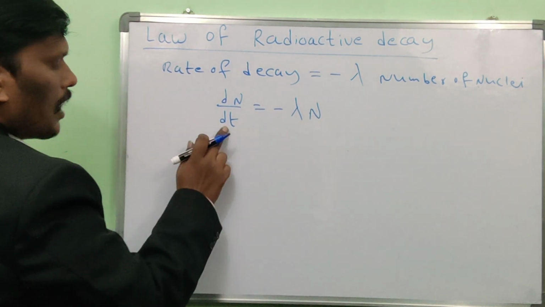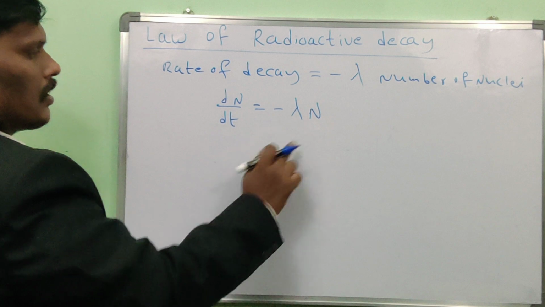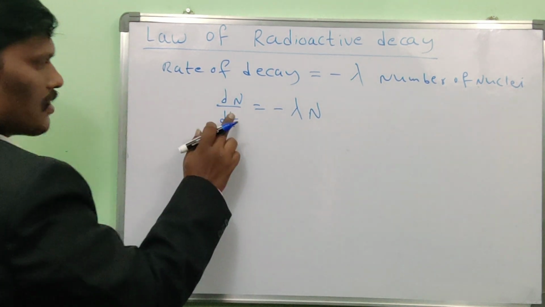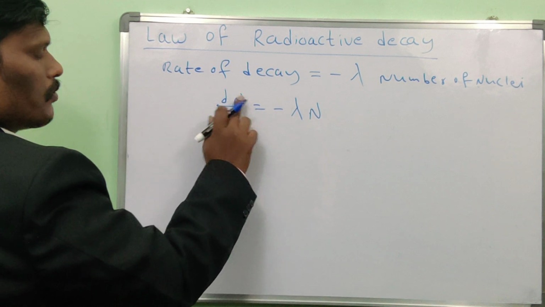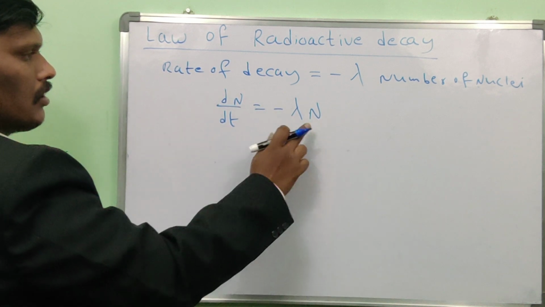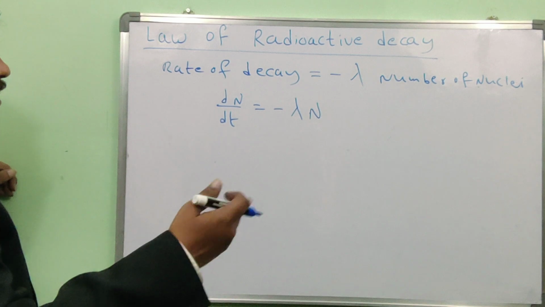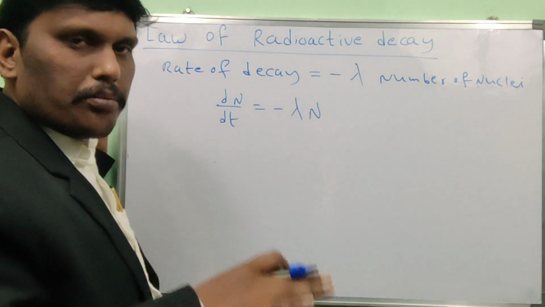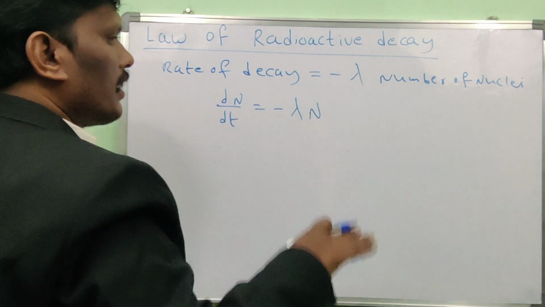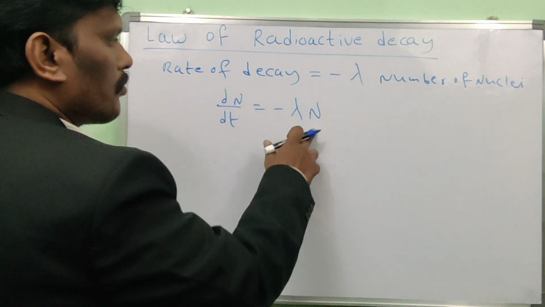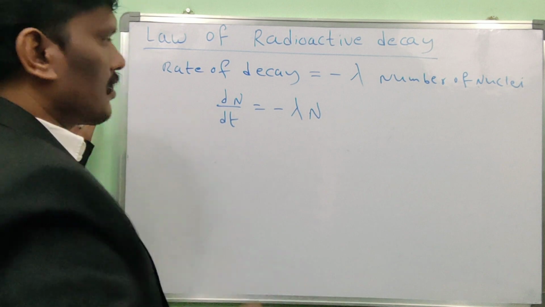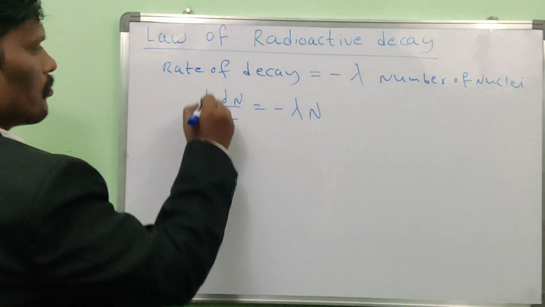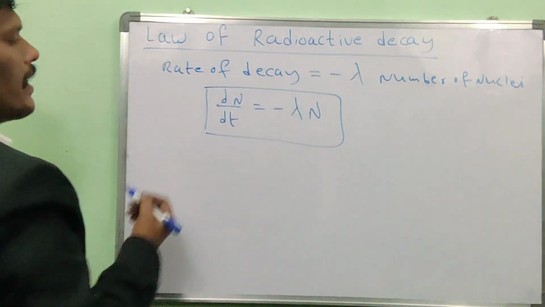Here, as time goes on, the number of nuclei decreases. That is what the negative symbol represents. With respect to time, decay increases, so the number of nuclei remaining decreases. That is represented by the negative symbol. So this is one of the formulas of the law of radioactive decay.